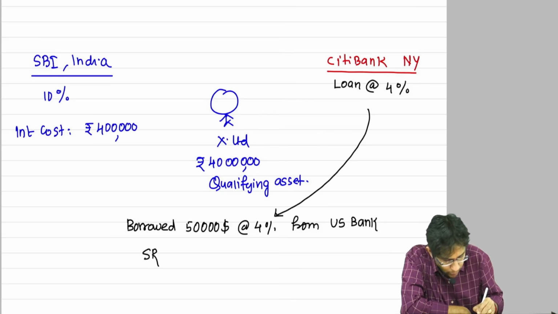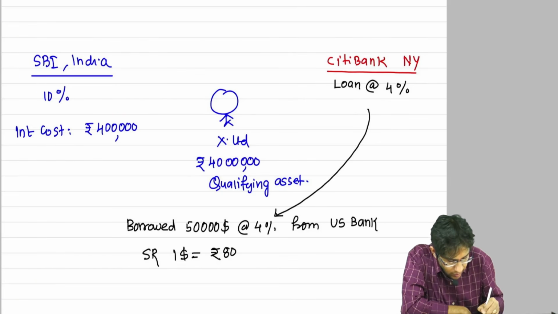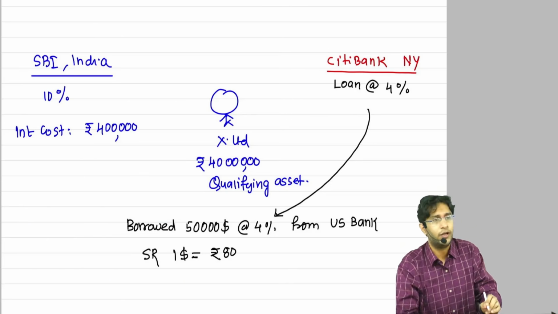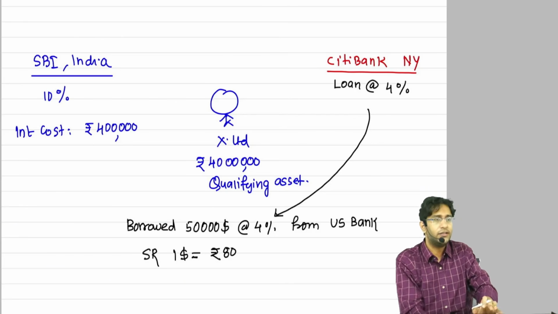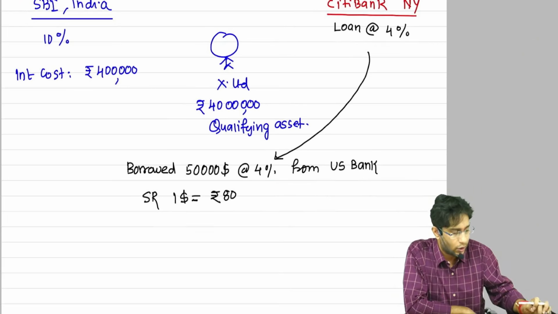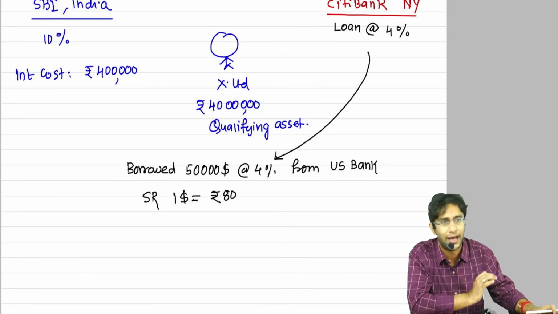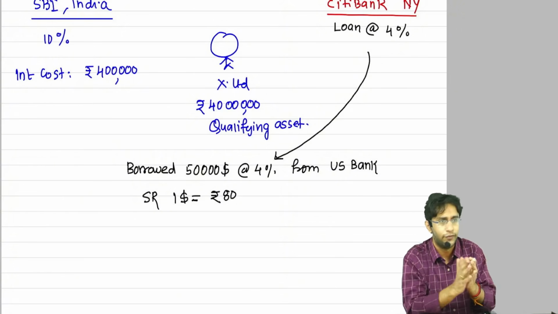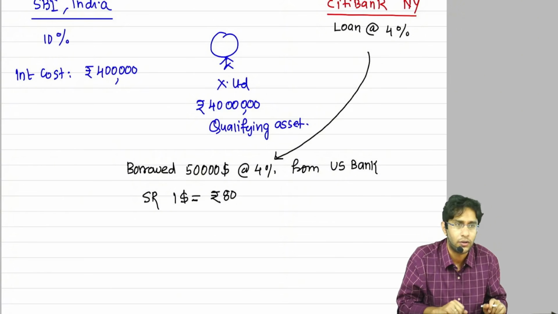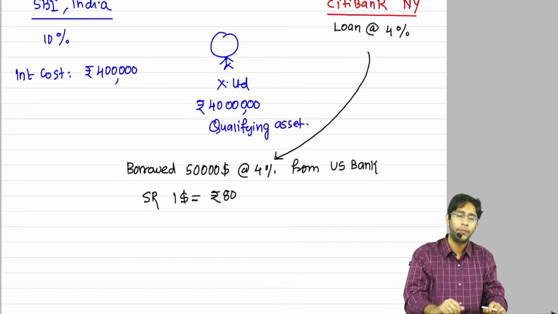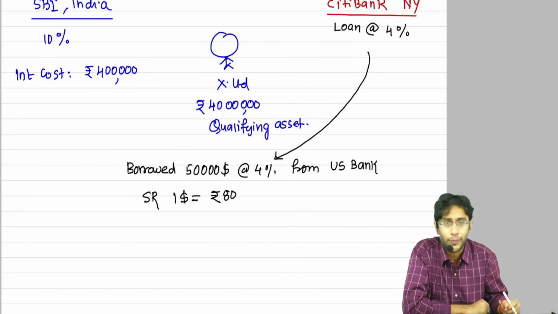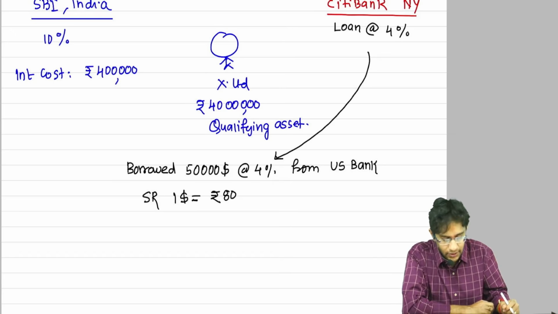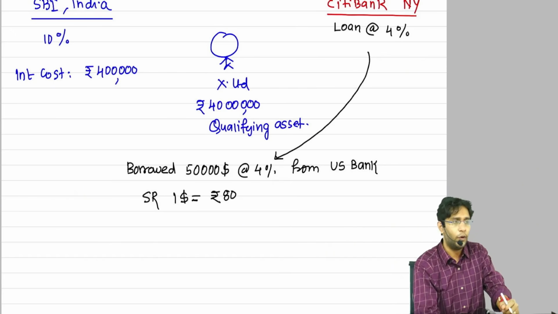Assume that the spot rate, exchange rate in the market is 80 rupees. Thanks to our government, now it is actually 91, but anyway, just for example's sake, it's 80. So $50,000, if you convert at the rate of 80 rupees per dollar, it will be exactly equal to 40 lakh rupees. You happily started construction of your qualifying asset. Are you happy or not? You're very happy. Why are you very happy? In India, had you borrowed, you have to pay interest at the rate of 10%, but now you are paying only interest at the rate of 4%.